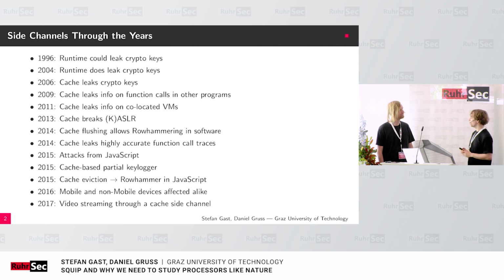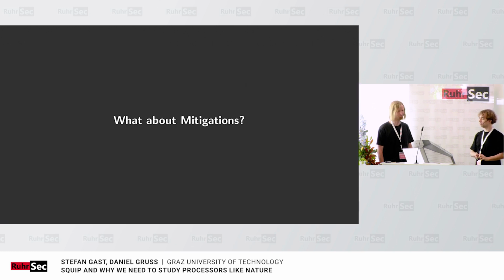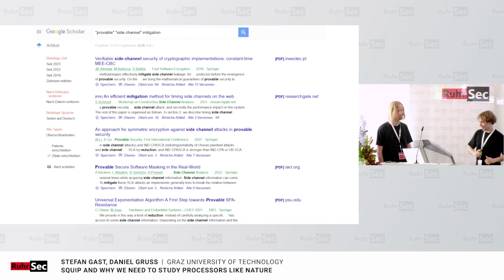So we were wondering about mitigations. What's the situation there, right? If there are so many attacks. So I did a Google search. Typed in here, provable side channel mitigation. And I have 3,000 results. That's not bad, provable side channel mitigation.